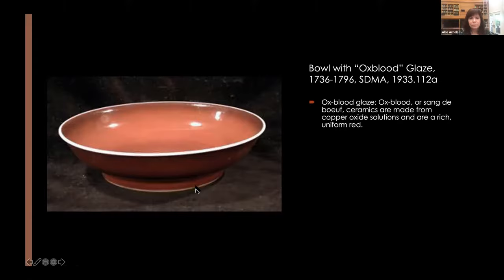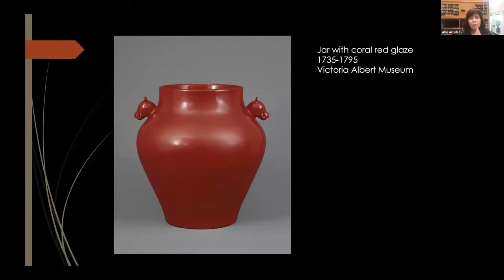This is another type of red glaze. This particular jar would have been used by the emperors in rituals. This particular one, because it's red, would have been used at the altar of the sun. But what you're seeing here is a matte finish, a kind of all over evenness, which is very different than the glaze we saw before.